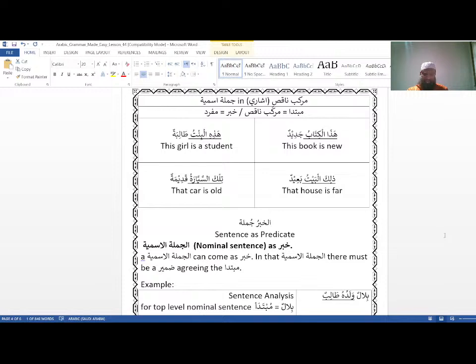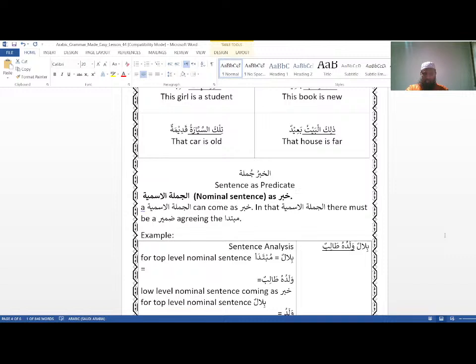Okay, let's analyze the sentence. Let's see what's happening. Bilalun is the mubtada of the top level nominal sentence. Remember I said the outer, the top level, and one will be the lower level sentence. Waladuhu talibun is the khabar of the lower level sentence. So the low level sentence comes as khabar for the top level nominal sentence, which is Bilal.